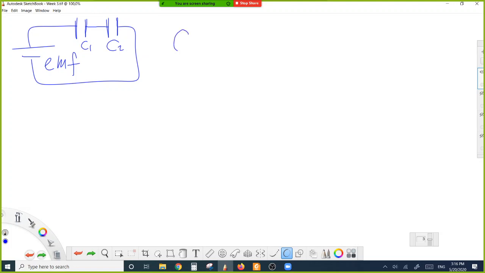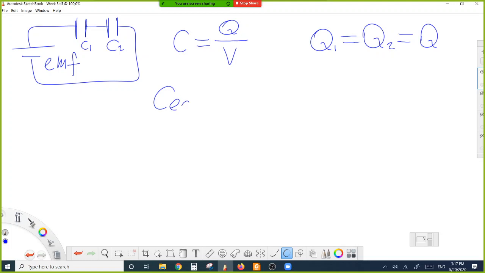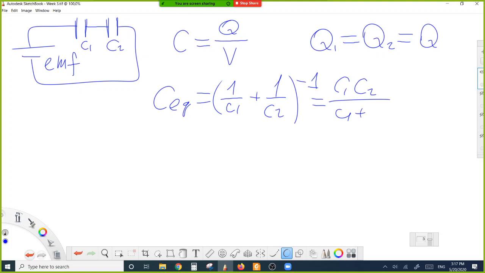We have the general formula for capacitance, C is equal to Q over V, and because our capacitors are connected in series, the charges on our capacitors will be equal to Q. The equivalent capacitance will be 1 over C1 plus 1 over C2, to the power of minus 1, which is equal to C1 C2 over C1 plus C2.